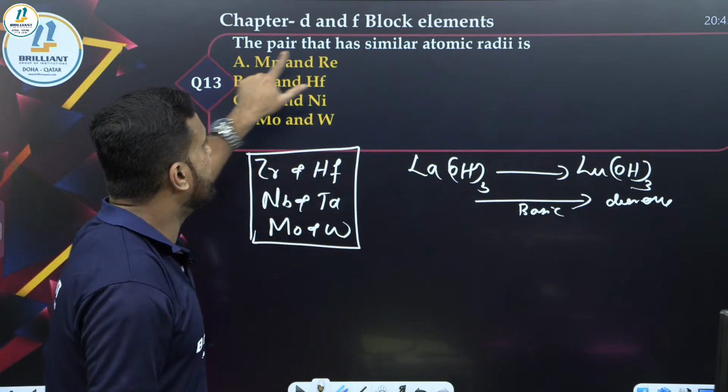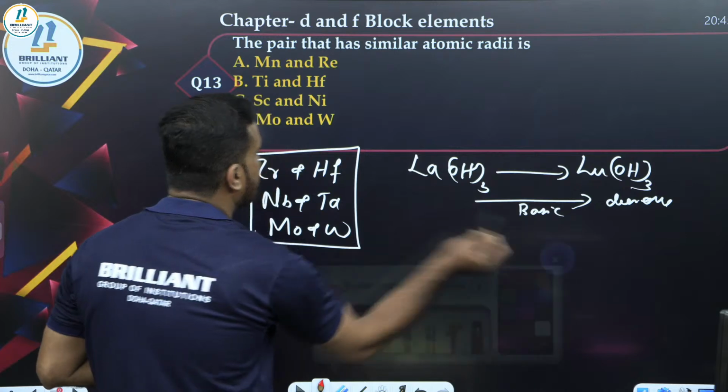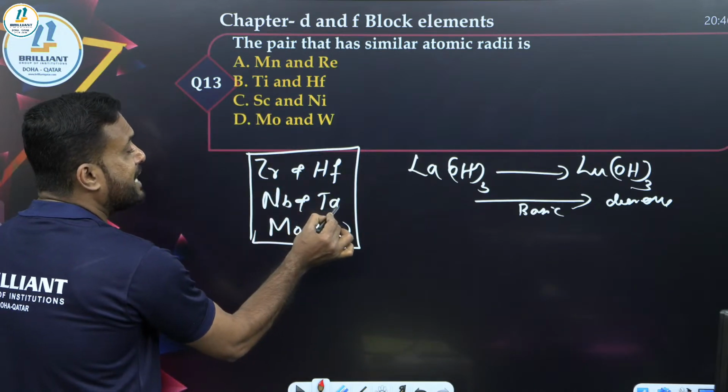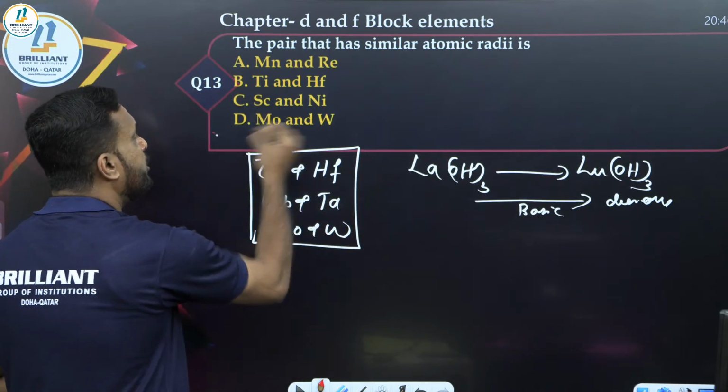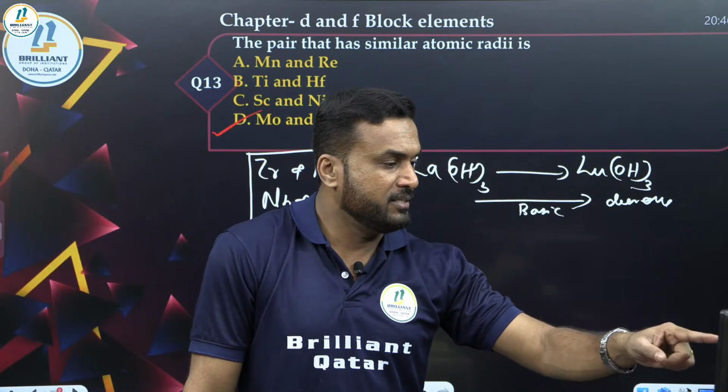Keep in mind, here the pair that has similar atomic radii, among these three you have to choose one. Which one is given? Zirconium, hafnium, niobium, tantalum, molybdenum and tungsten. Molybdenum and tungsten is given. Hope you got it. Yes, Ansh.